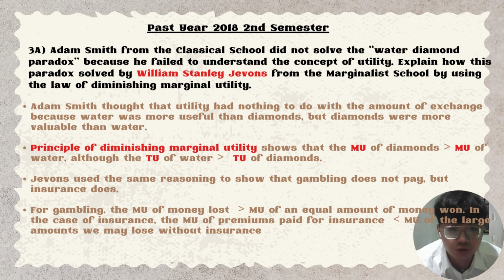Jevons used the same reasoning to show that gambling does not pay, but insurance does. For gambling, the MU of money lost is greater than the MU of an equal amount of money won. In the case of insurance, the MU of the premiums paid is less than the marginal utility of the large amount we may lose without insurance. So Jevons gave a basic explanation of this, but did not yet extend it into a formal theory.